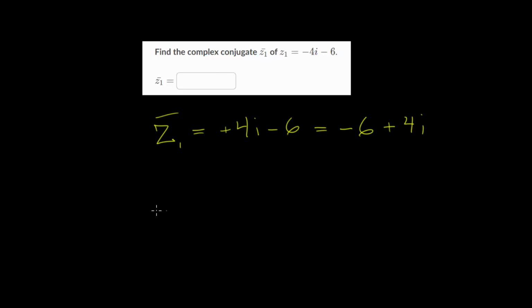Now, I do want to mention, sometimes when finding the conjugate, you might just see this complex number with a bar above it. So both of these notations are used often and they are interchangeable. But by putting the bar above this, we want the conjugate. So again, we make the imaginary part positive and get 4i minus 6.